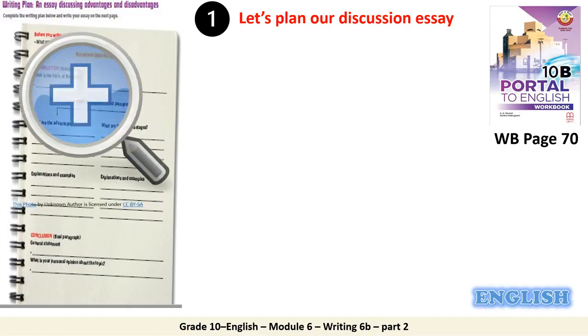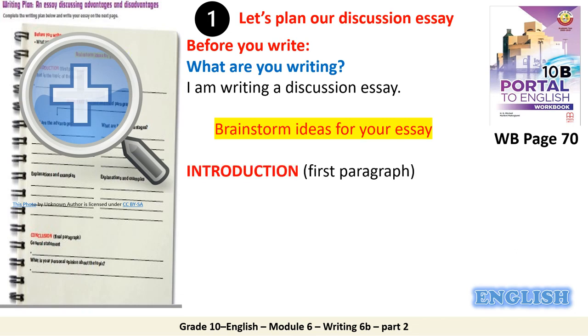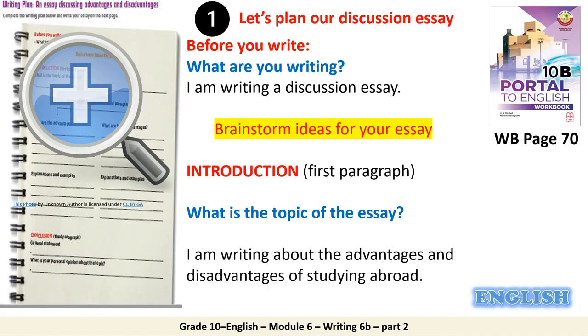Okay, let's start with paragraph 1, which is about the introduction. But before you write, what are you writing? You have to ask yourself this question. I'm writing a discussion essay. Okay, now let's brainstorm ideas for our essay. The introduction, which is the first paragraph. What is the topic of the essay? I'm writing about the advantages and disadvantages of studying abroad.